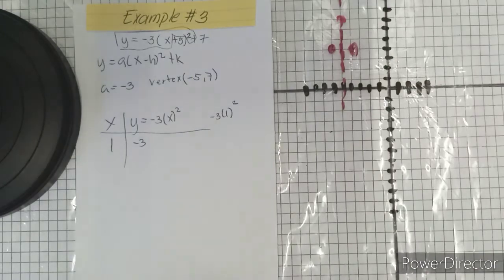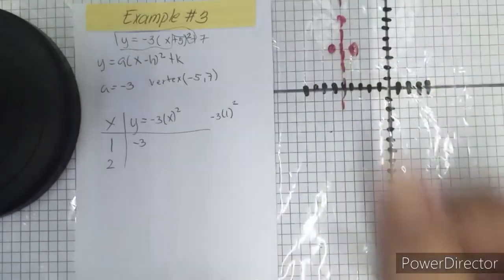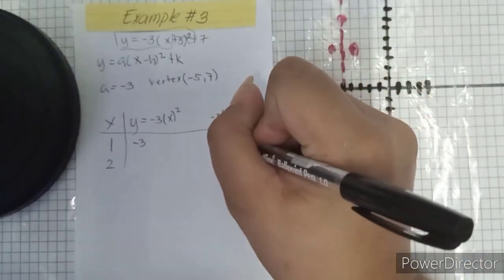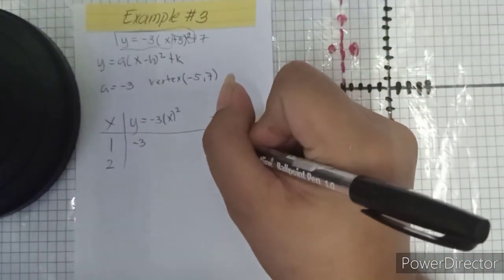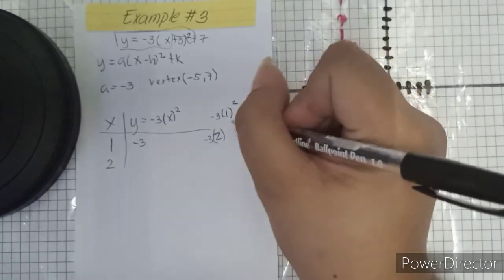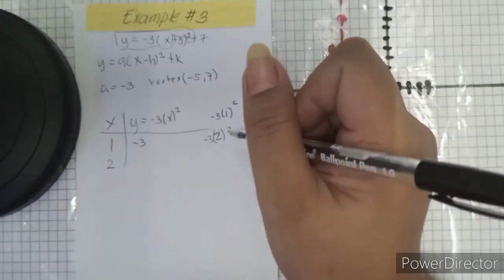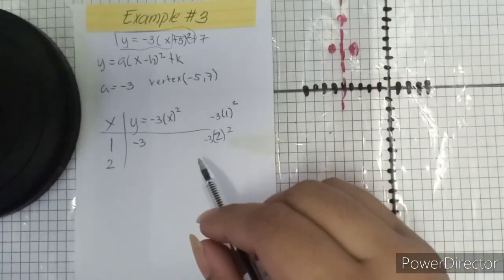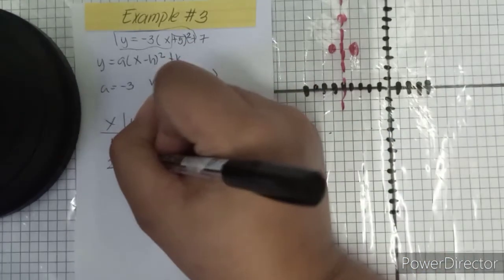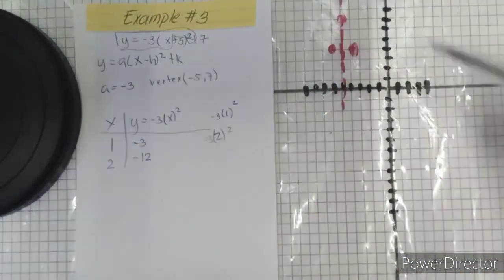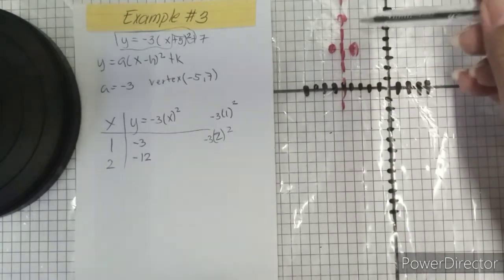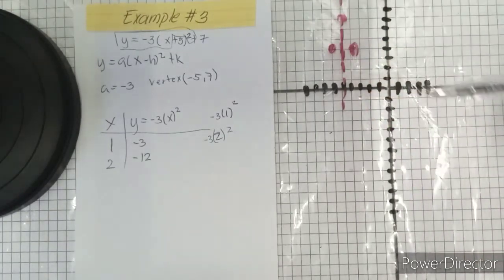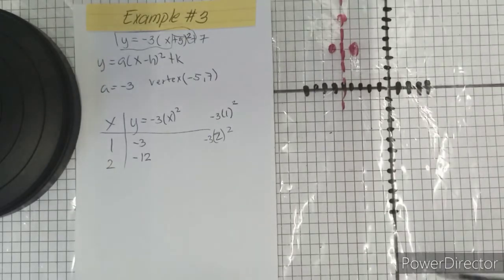Okay, now, let's have another 1. Let's assign another number sa x. So, 2. So, substitute lang natin yung 2 sa x dito sa formula. So, 2 times 2 is 4. Okay, 4 times negative 3 is equal to negative 12. So, mag-skip daw tayo ng dalawa pa right side or pa left side. Then, downward daw tayo ng 12 na beses.